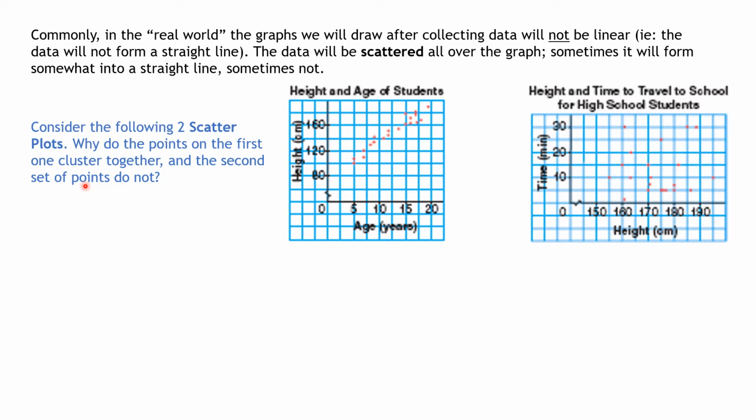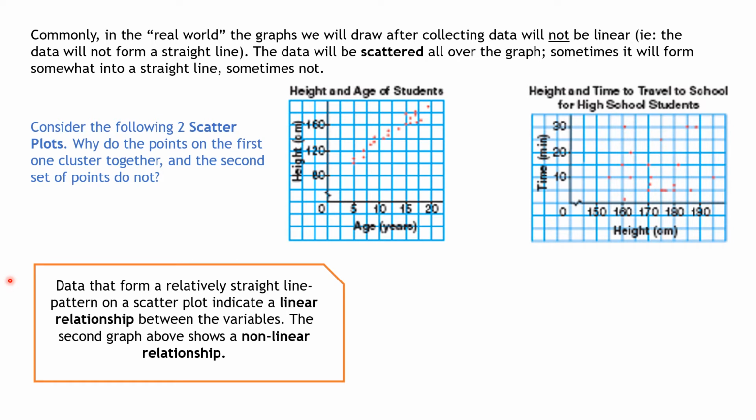So we have a lot of vocabulary today. And if you're looking at your handout, on the top of the handout, there's vocabulary. And we're going to go through all those words as we go through today's lesson. Data that form a relatively straight line like this on a scatter plot, that's a linear relationship. The second graph above shows a non-linear relationship. There's no relationship there at all. It's not even non-linear, it's nothing, right? There's no pattern there at all.